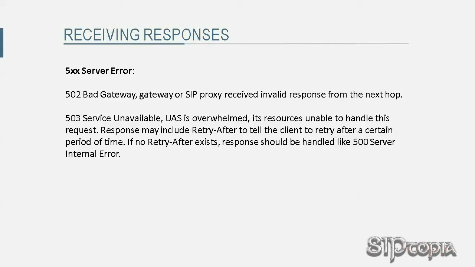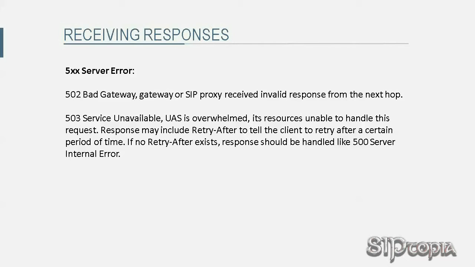502 bad gateway indicates that the gateway or SIP proxy received an invalid response from the next hop the request was sent to. Let's say Tarzan uses his SIP proxy to call Jane. After Tarzan's SIP proxy sends the request to Jane's SIP proxy, if it realizes that Jane's SIP proxy is down, it may respond to Tarzan with 502 bad gateway response.